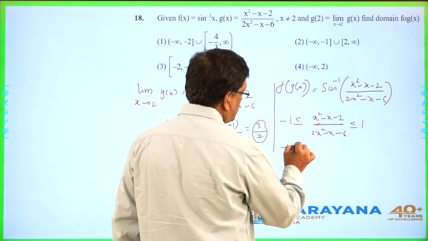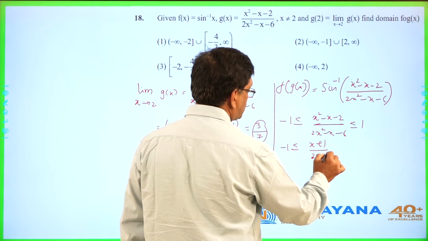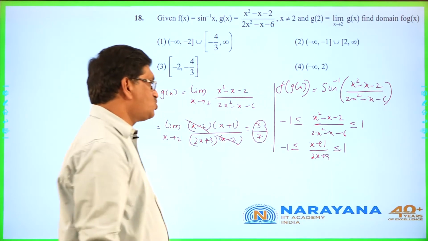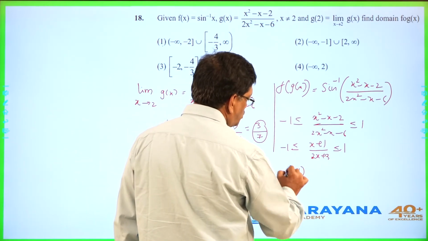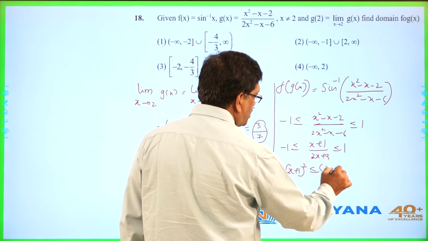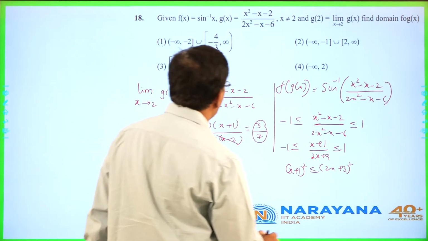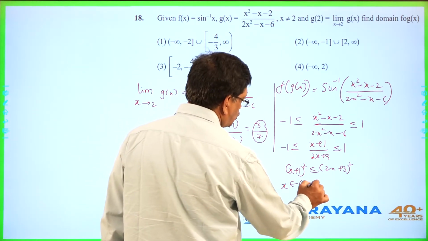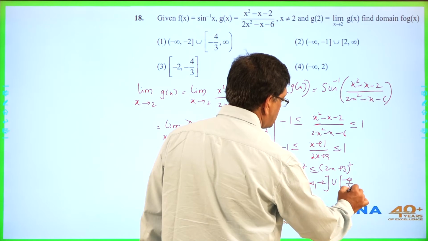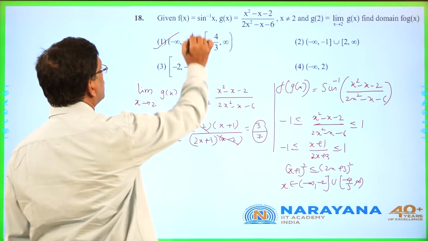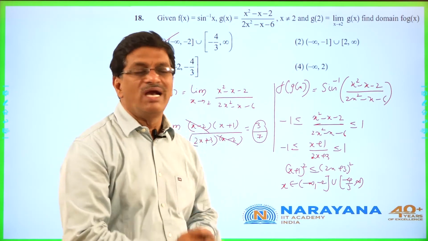That is minus 1 less than or equal to (x plus 1) by (2x plus 3) less than or equal to 1. Solve this inequality, that is (x plus 1) whole square less than or equal to (2x plus 3) whole square. With this inequality, clearly we will be getting x belongs to minus infinity to minus 2 union minus 4 by 3 to infinity, like this, right? Nowhere we are using the value g of 2. Let us go to the next question.